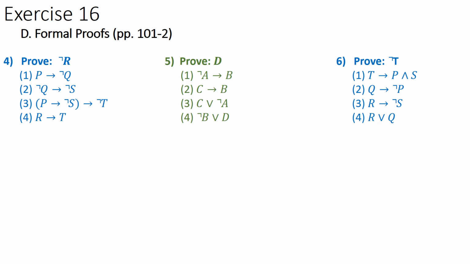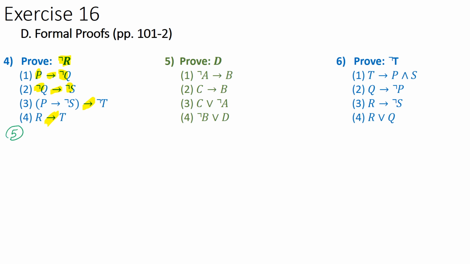Number 4, we want to prove not R. Our premises, we have a conditional, a conditional, a conditional, a conditional. The question to ask, is there any overlap? Do we have a hypothetical syllogism? And we do, with lines 1 and 2. If P, then not Q, but if not Q, then not S.